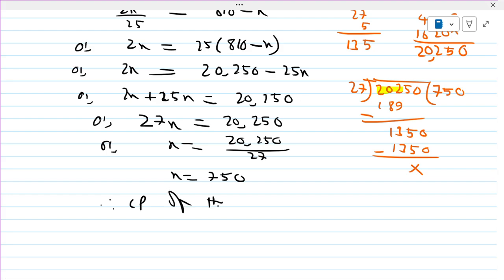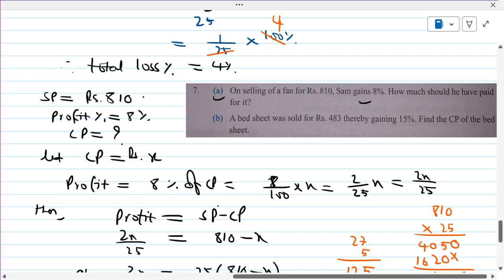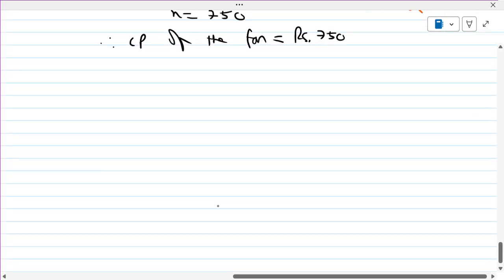Therefore the cost price of the fan is rupees 750. So it's done with number 7a, and number b is very much the same. A bed sheet was sold for 483, getting 15%, and you're asked to find the CP of the bed sheet. You can do that yourself. Now I go with number 8.